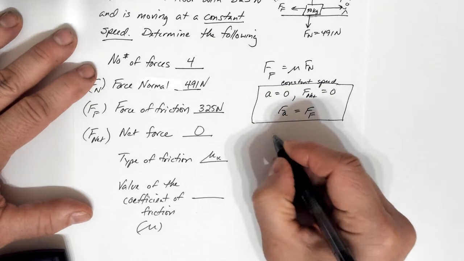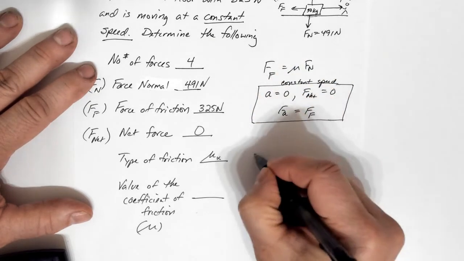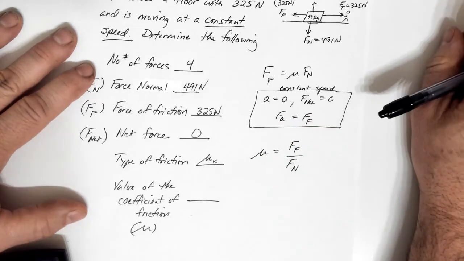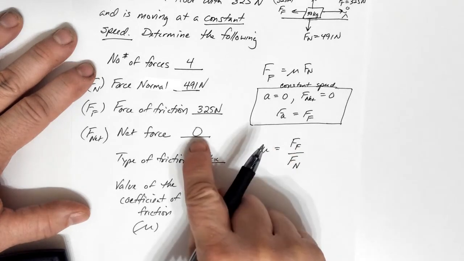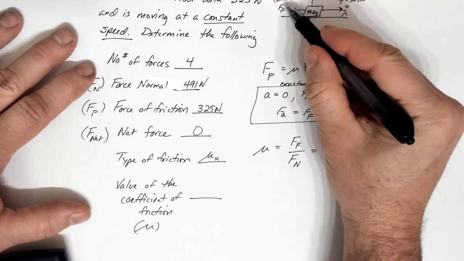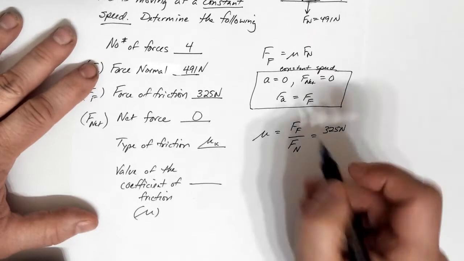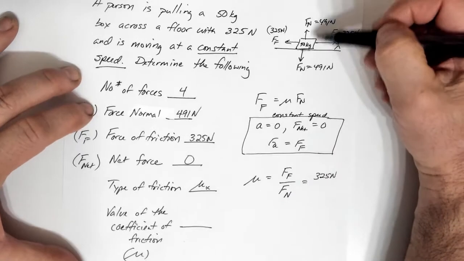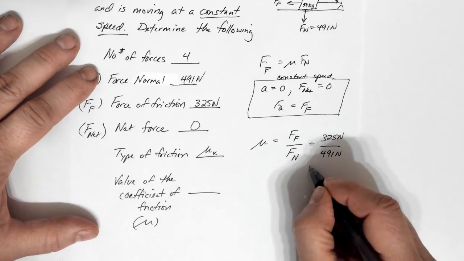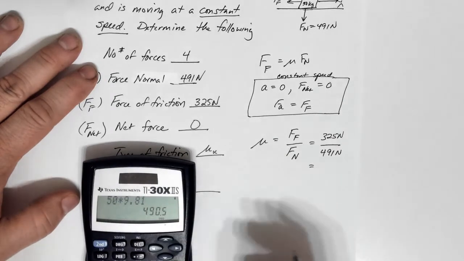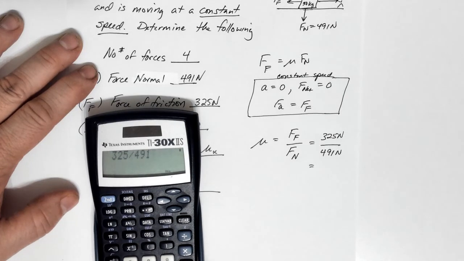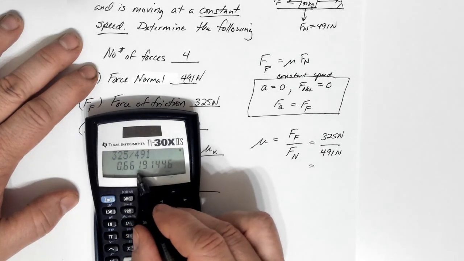So I just simply divide by the force normal, so mu is going to be the force of friction divided by the force normal. And do I know the force of friction? Yes. Right here, 325, because we are at constant speed. Okay? And then the force normal is the force acting upward, which is 491. And I just have to divide those two. And remember, we should get numbers that are always less than 1. So 325 divided by 491 is 0.662.